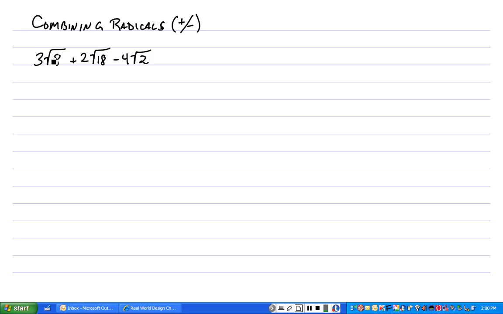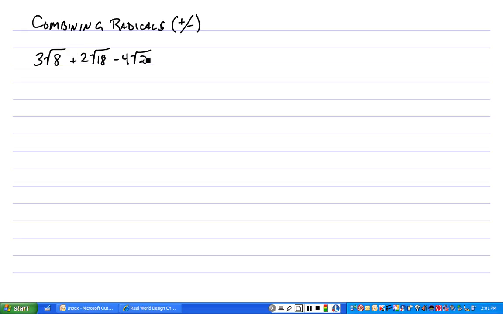So I cannot add this 3 square root of 8 to anything or subtract it from anything unless the other term has square root of 8 in it. This does not have square root of 8 in it, so as it stands right now, I can't add it with this. This does not have a square root of 8 in it, so I cannot, as it is right now, subtract it with this. Same here. 2 square root of 18, I would need this to be a square root of 18. This 2, I need this to be a square root of 2 to combine it with this.